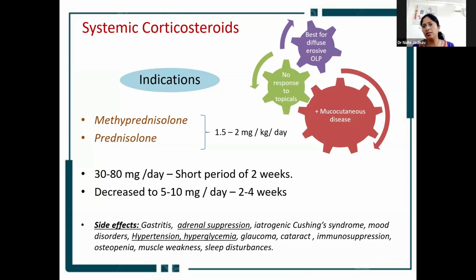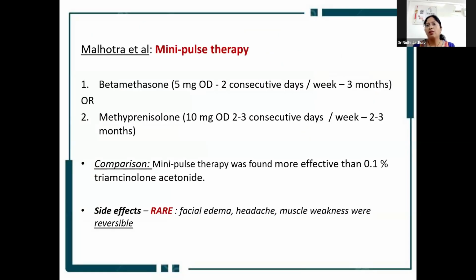After that, we should decrease the dose to 5 to 10 mg per day for the coming 2 to 4 weeks. The use of systemic corticosteroids definitely comes with a lot of side effects, of which the most important, I would say, are adrenal suppression, hypertension, and hyperglycemia, and they should always be recorded. Now, we want to use systemic corticosteroids for the patient, but we also want safety.